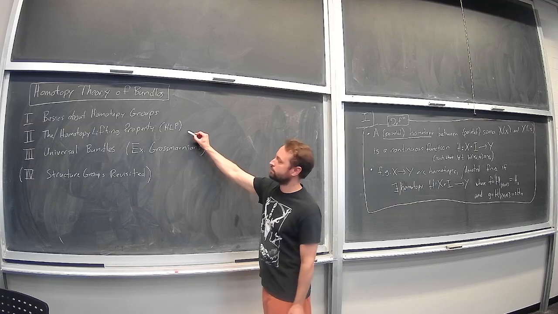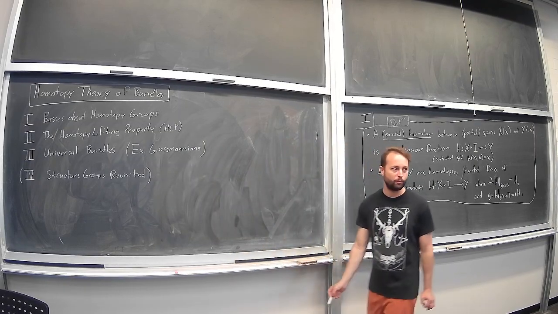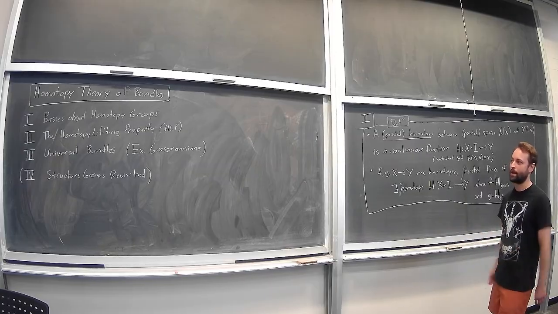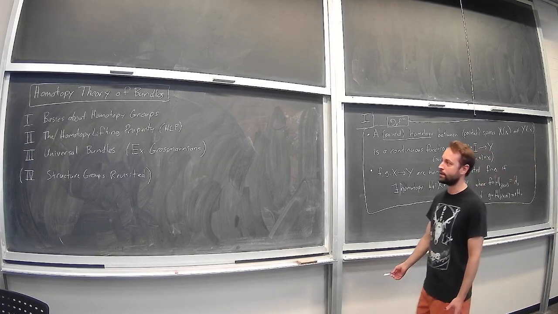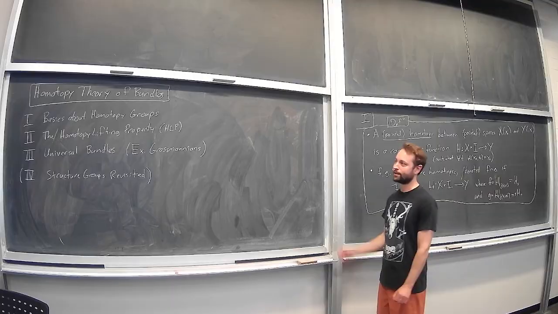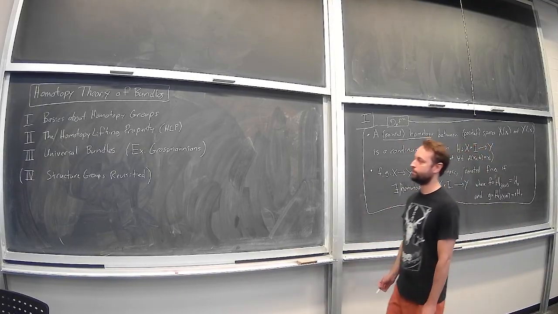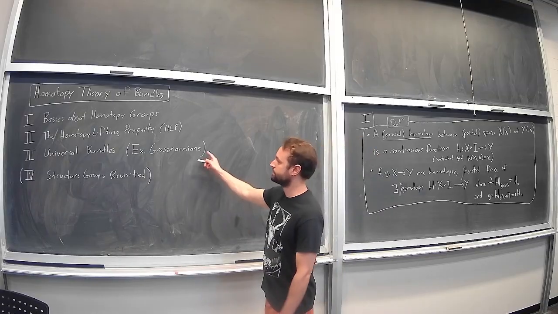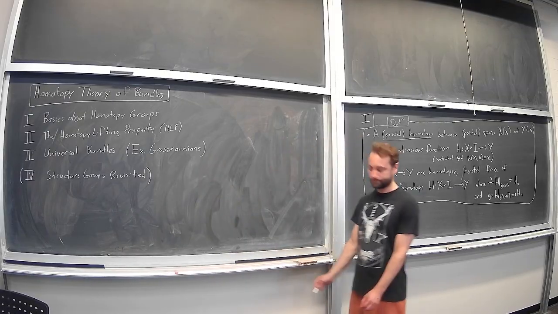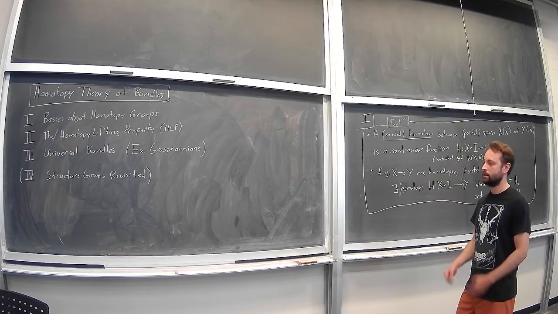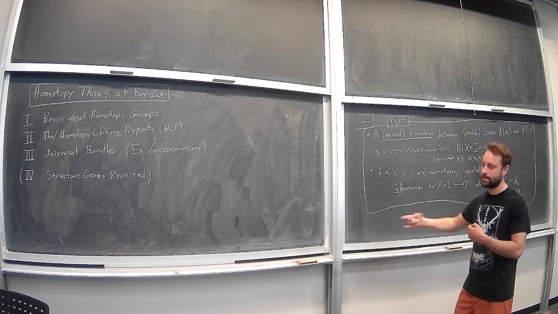And then we're going to talk about something very special that fiber bundles have called the homotopy lifting property, which is going to be very powerful, powerful enough to make us define a new class of objects that just satisfy this property. And then from there, we're going to discuss the phenomenon of universal bundles, which are a particular bundle over a particular space that essentially represent any other bundle.